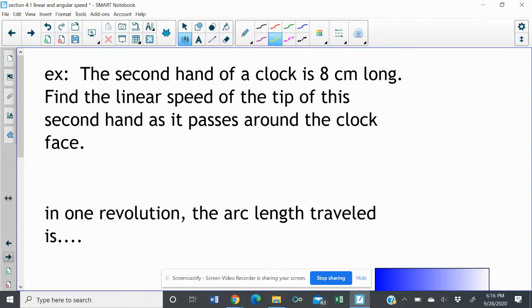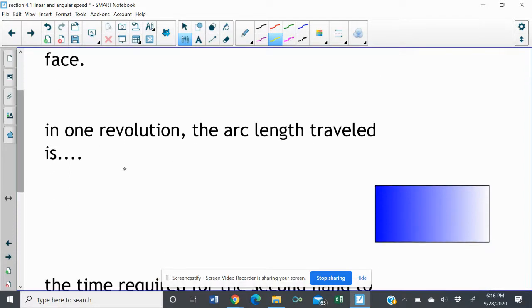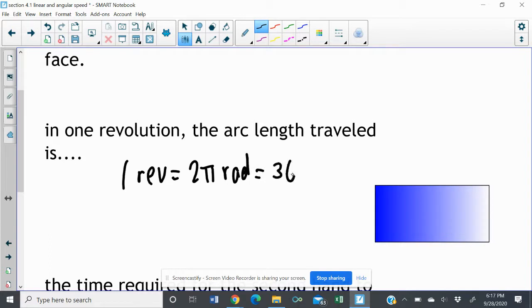So we have here one revolution. Sorry, let me erase that. Backtrack. One revolution is equal to 2 pi radians. It's also equal to 360 degrees. It's also equal to 1 rotation. Just so you know, all of those equal the same thing.